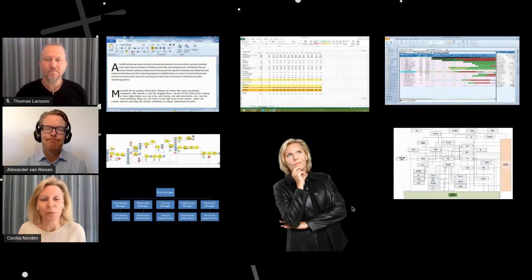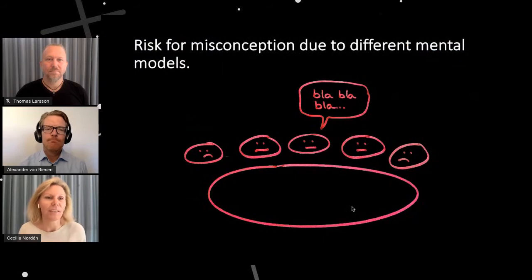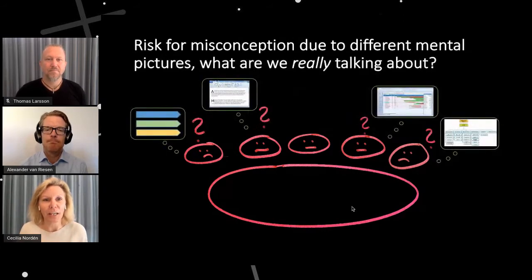And then I might try to communicate with Thomas or Alexander and ask, what do you think? But they might have read other documents, seen other models. So we might end up in this kind of situation that there's a huge risk for misconception, due to that we do have different mental models. We can't carry all these models around, so we simplify by doing mental models of them. And so someone says something, and there's a lot of question marks about how this really affects the enterprise.